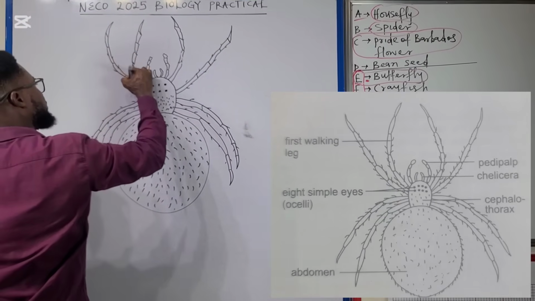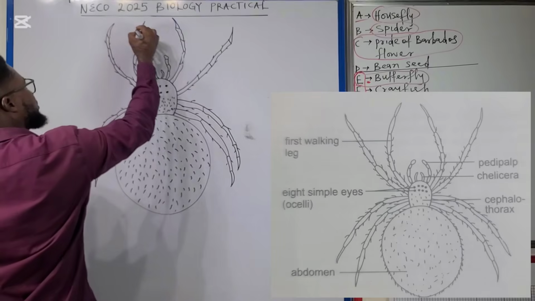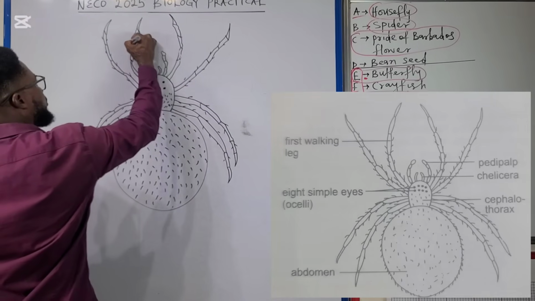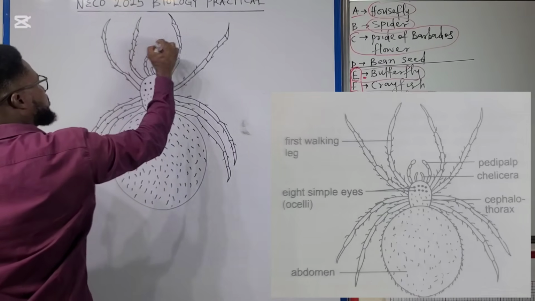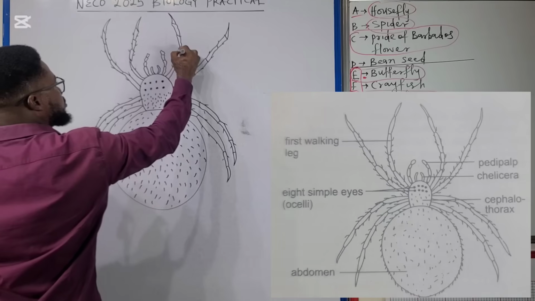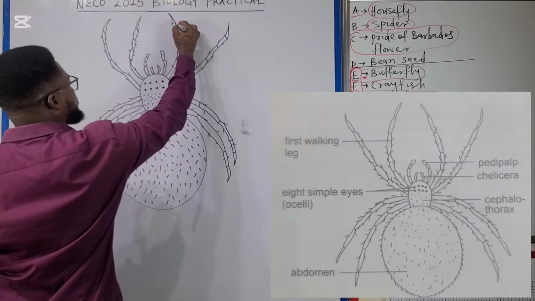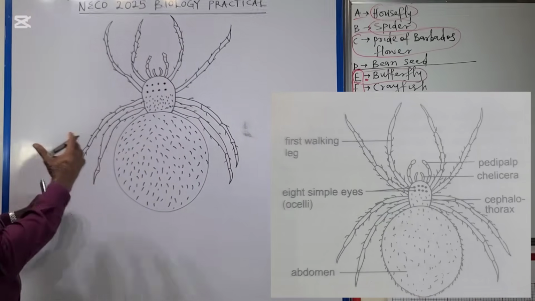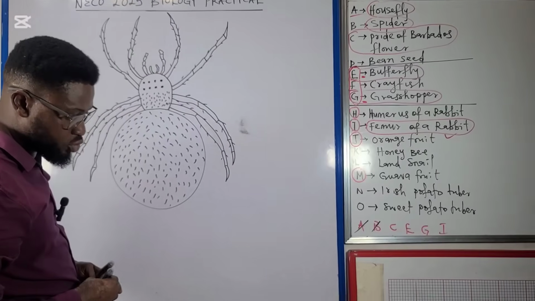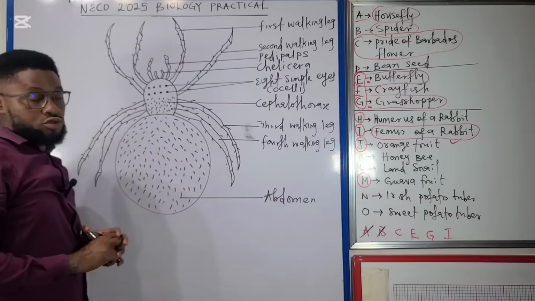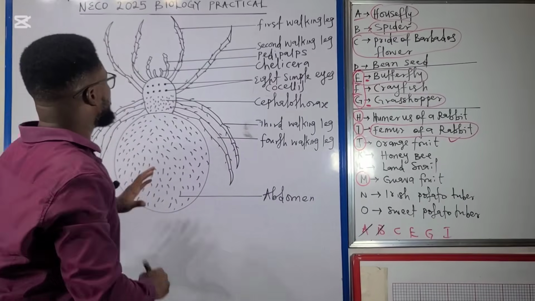So a biology practical is not complete unless you practice your drawing. Very important. You don't want to be caught napping. So next up is for us to label. Our labeling should look somewhat like this.